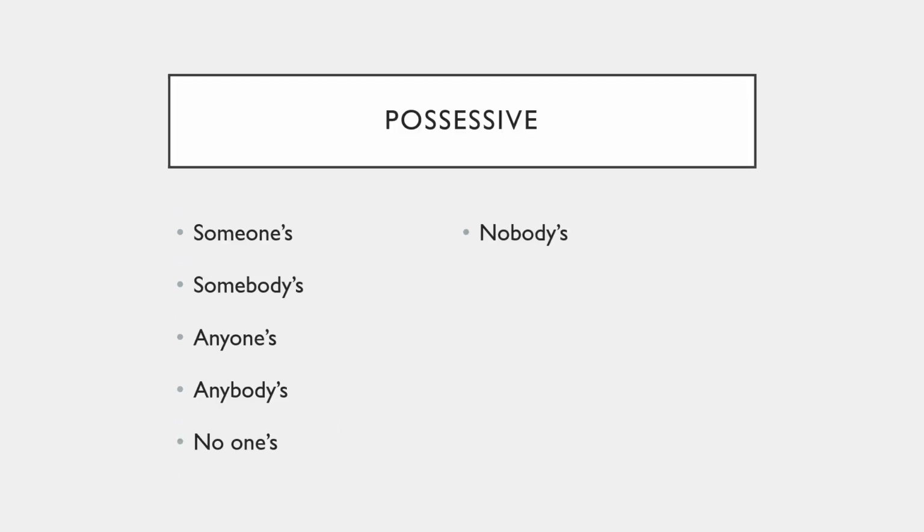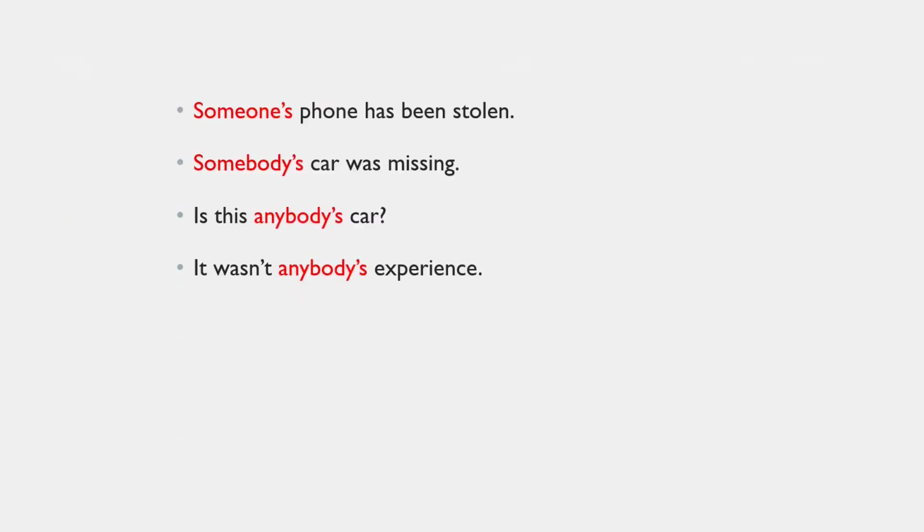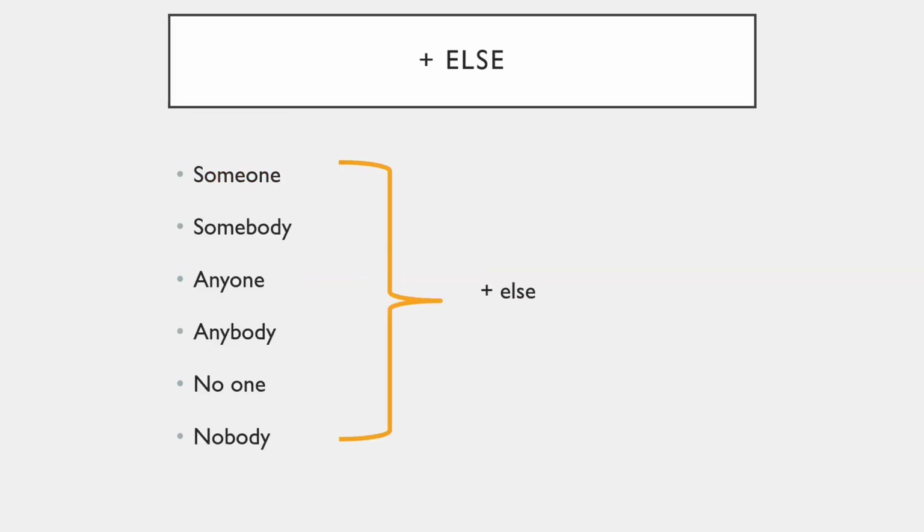We can convert these words into possessive form by adding an apostrophe s. For example, someone's, somebody's, anyone's, anybody's, no one's, nobody's. And we can use the possessive form in the sentences. For example, someone's phone has been stolen. Somebody's car was missing. Is this anybody's car? It wasn't anybody's experience.